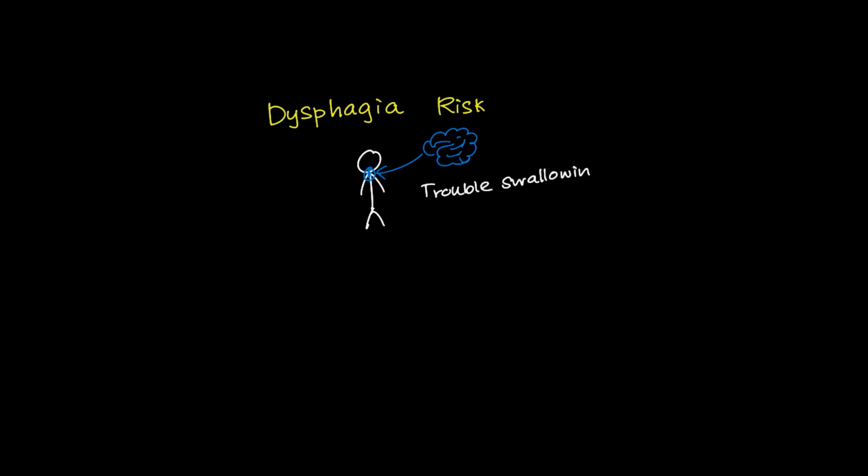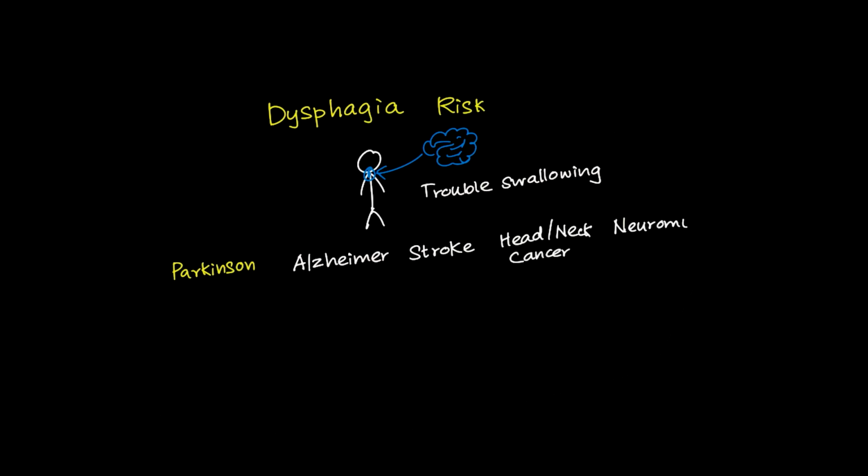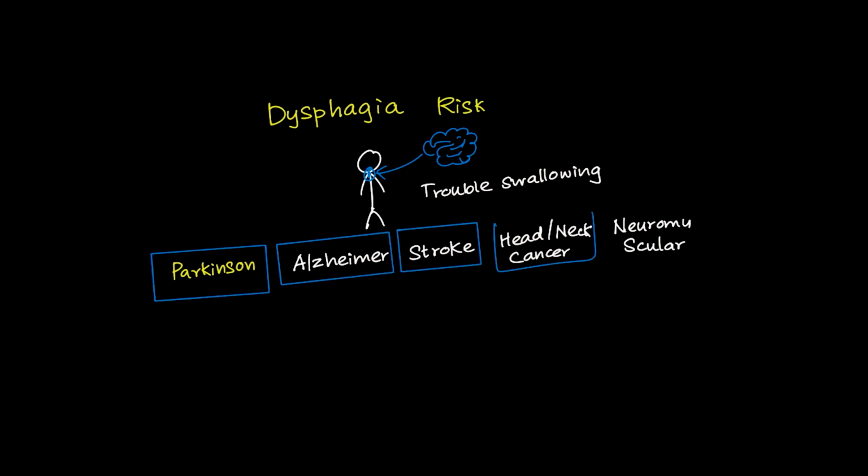Let's pin down who actually develops dysphagia in acute care. Dysphagia means trouble swallowing, and it usually shows up when the nerves or muscles that coordinate swallowing get damaged. Parkinson's disease tops that list because it slowly strips away motor control, including the coordinated movements of tongue, soft palate, and pharynx. Add in Alzheimer's disease, stroke, head and neck cancer, and neuromuscular disorders, and you have the classic dysphagia population. Older adults living with any of these conditions face the highest risk of aspiration and nutritional decline.